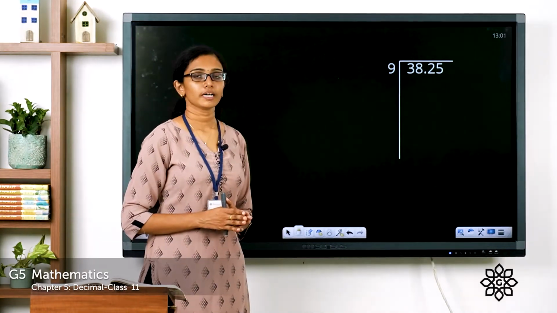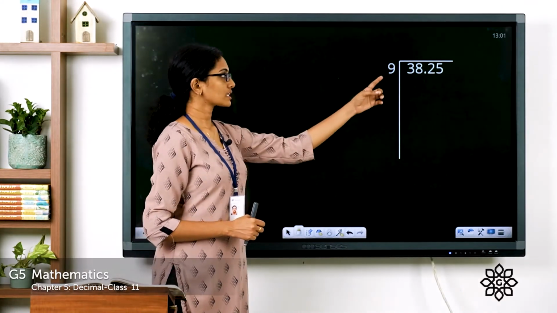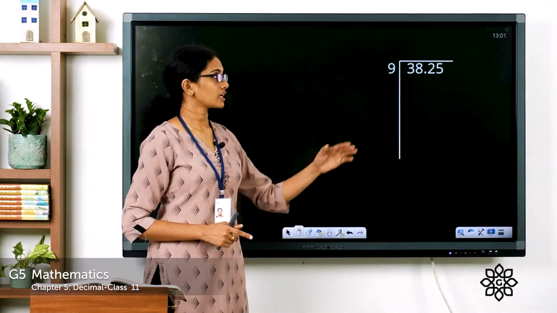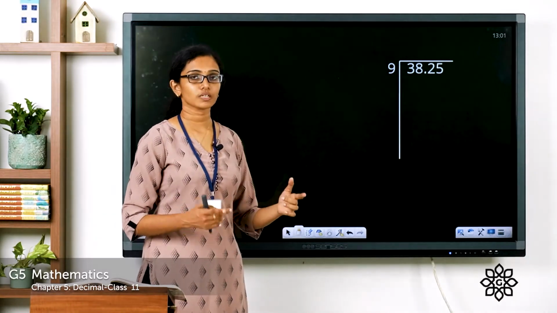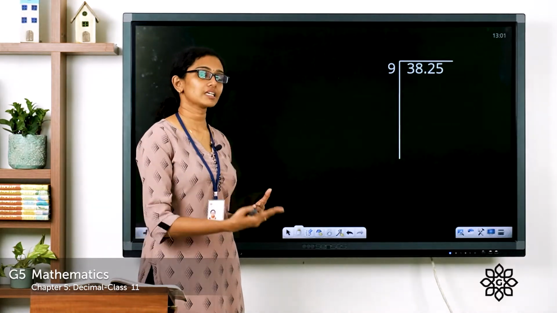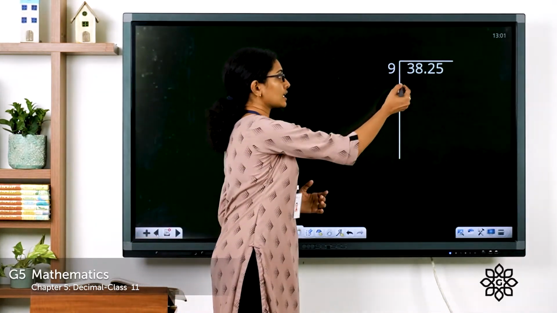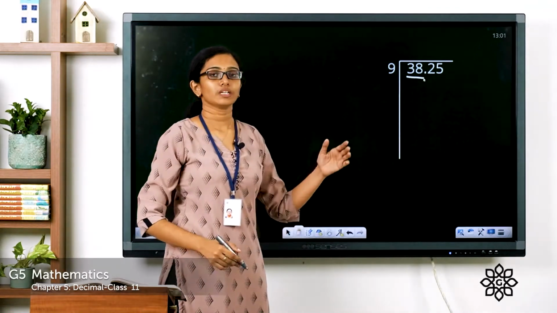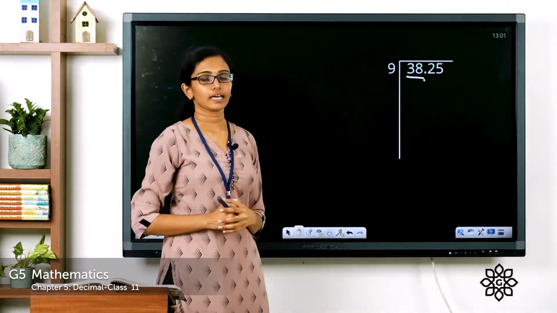We are dividing by a one-digit number. So let's consider the first digit of the dividend, and it is 3. Can we do 3 by 9? 3 divided by 9? No, right? So let's take the next digit as well. So let's consider 38 now. Now divide 38 by 9.